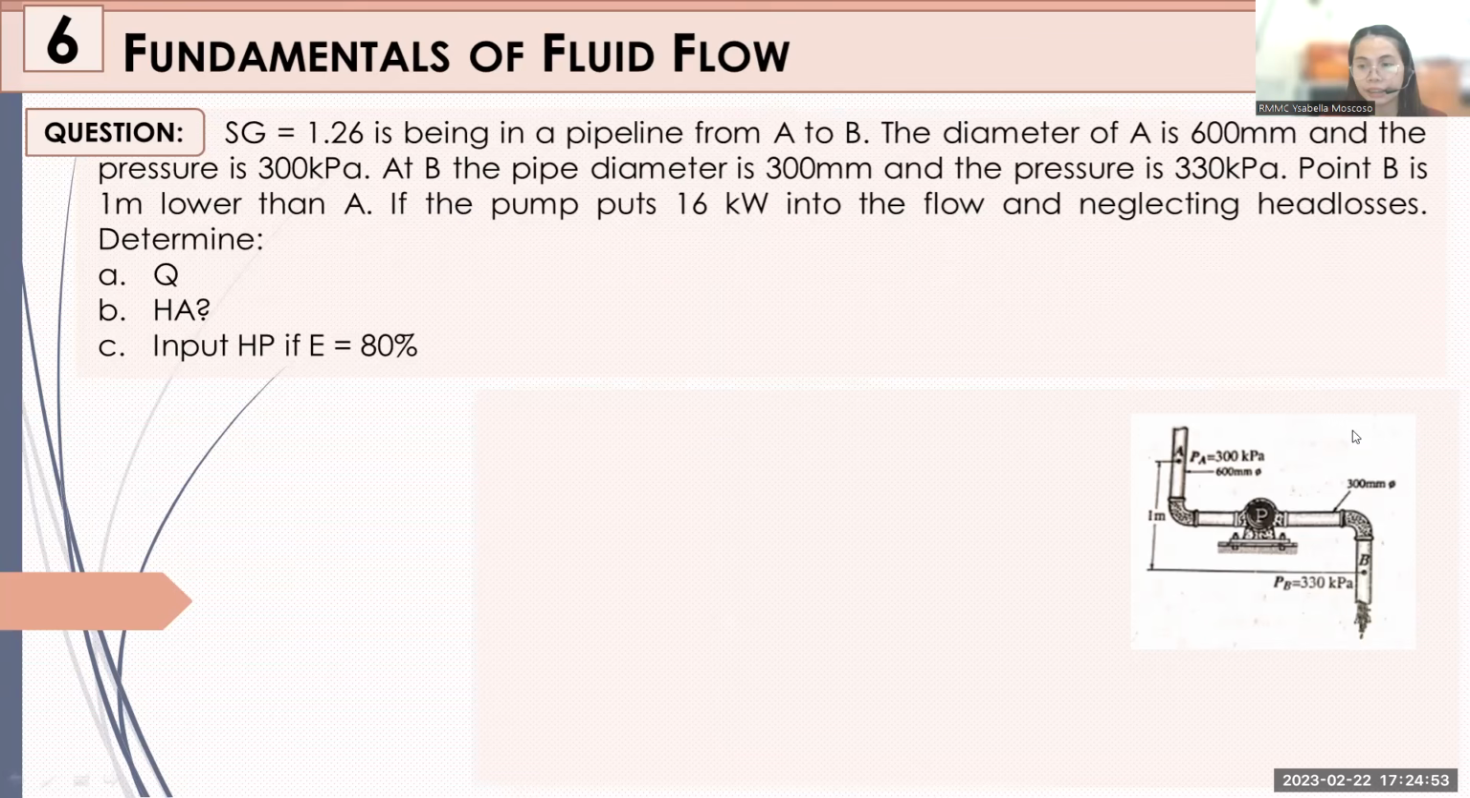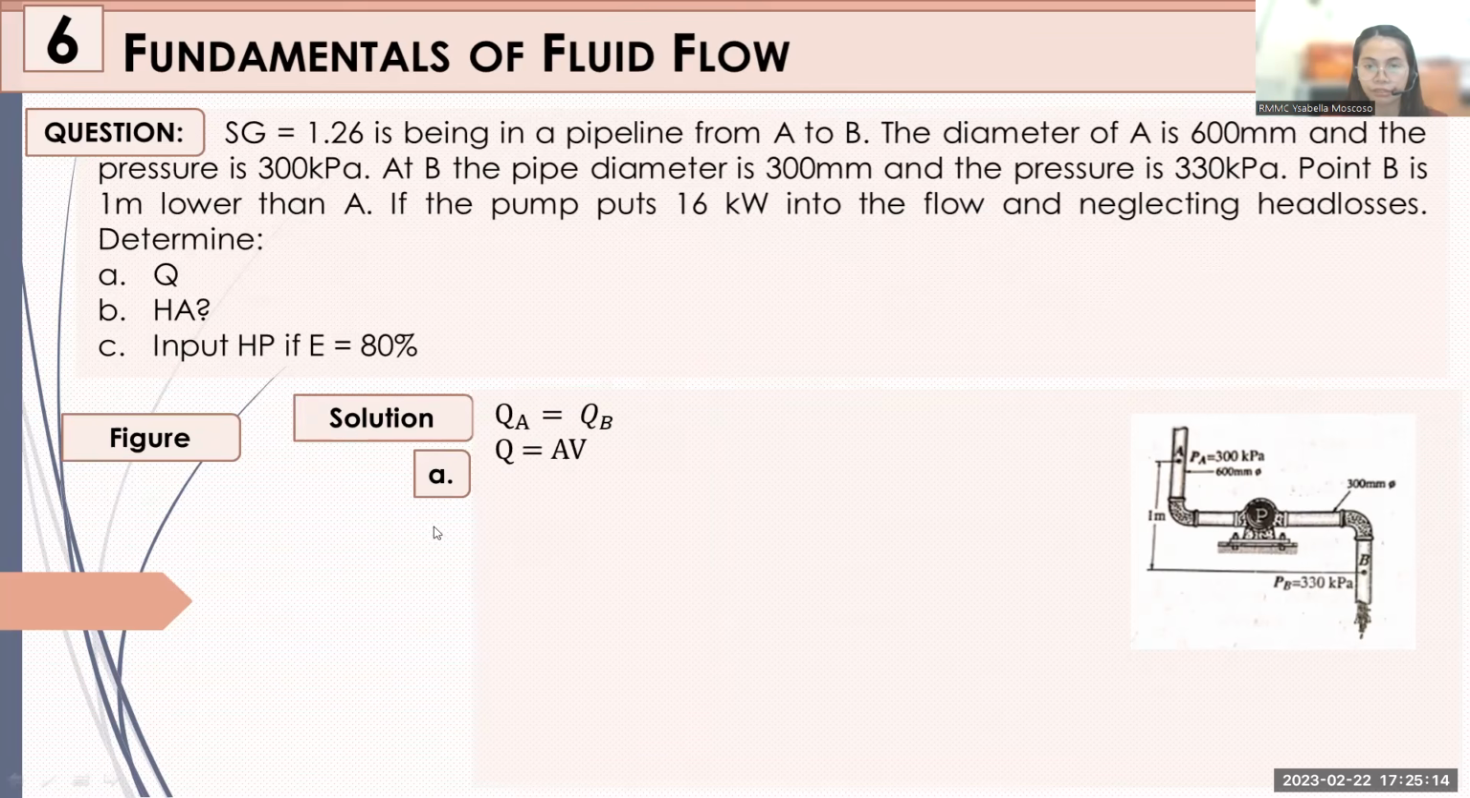At pipeline B, the diameter is 300 millimeters and the pressure is 330. Point B is 1 meter lower than point A. If the pump puts 16 kilowatts into the flow and neglecting the head losses, determine the discharge. Okay, this is your figure.